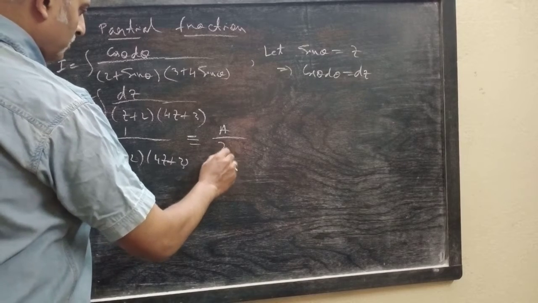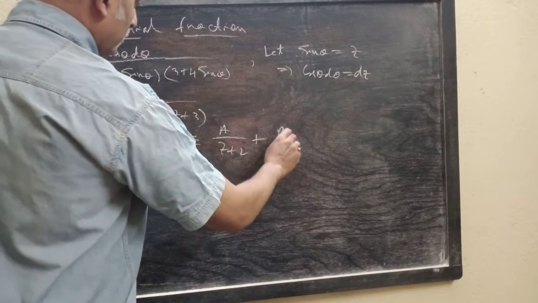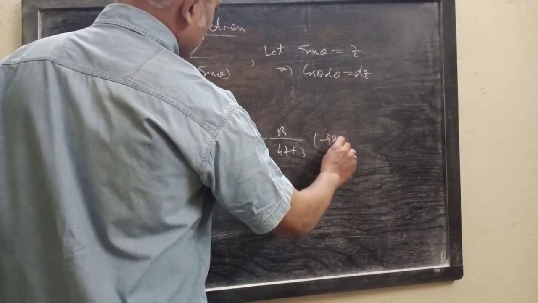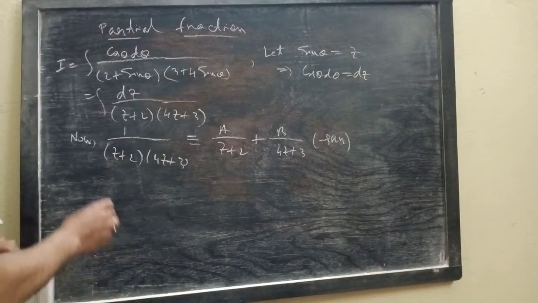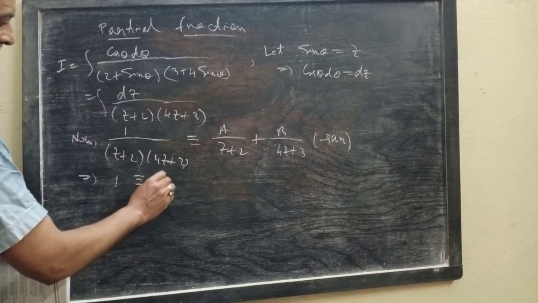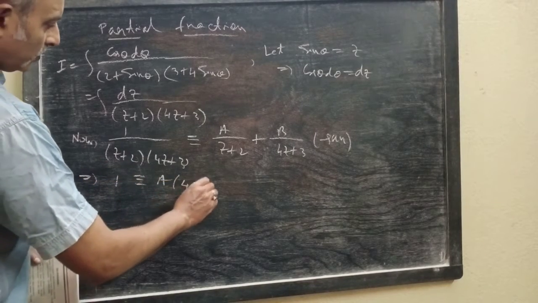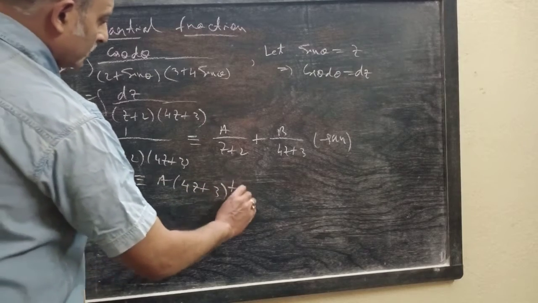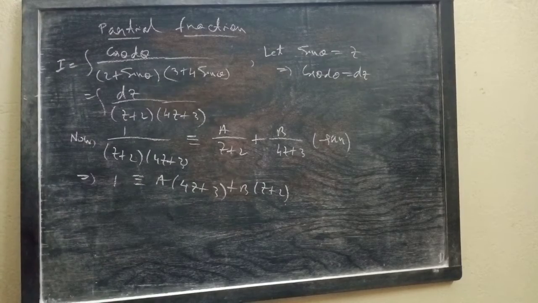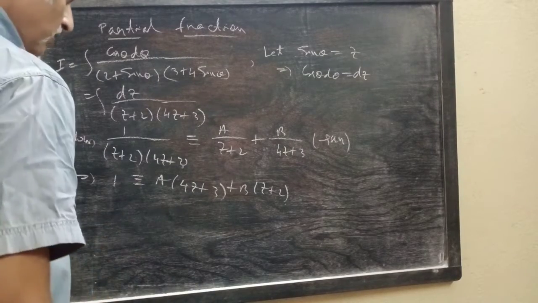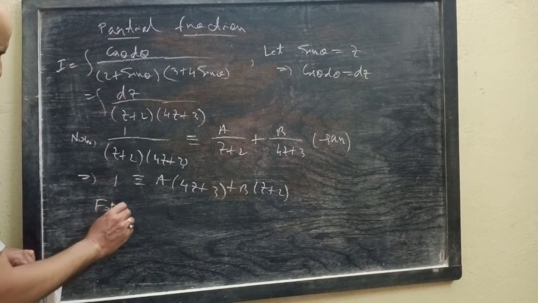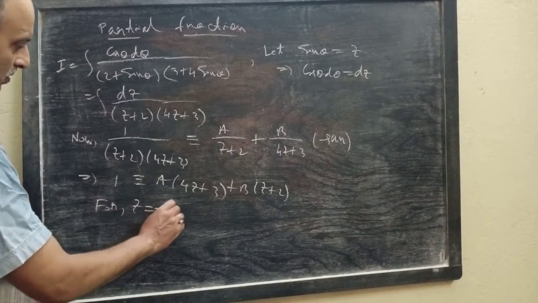This is decomposed into a by z plus 2, b by 4z plus 3. Now multiplying both sides by this denominator, we get 1 is identically equal to a into 4z plus 3, b into z plus 2. Now first, to get the value of a, we have to vanish this one. For this, we take z equals to minus 2.